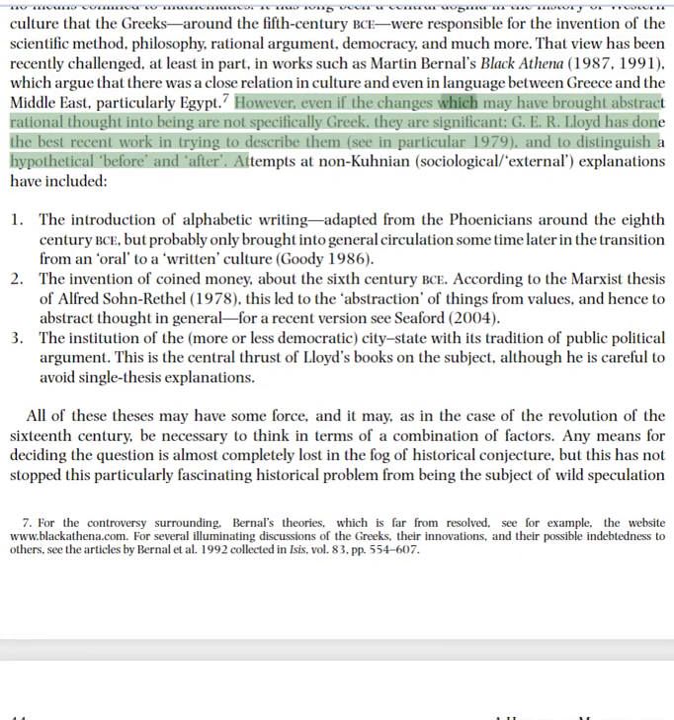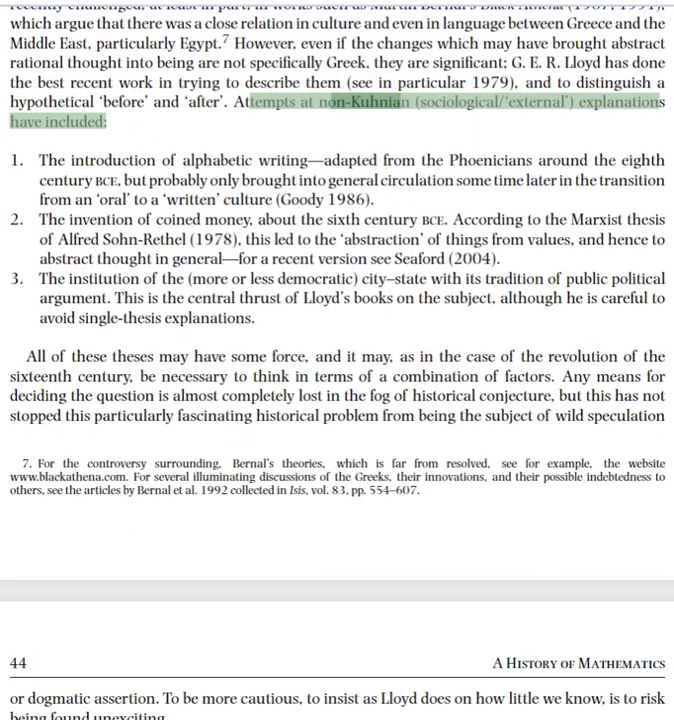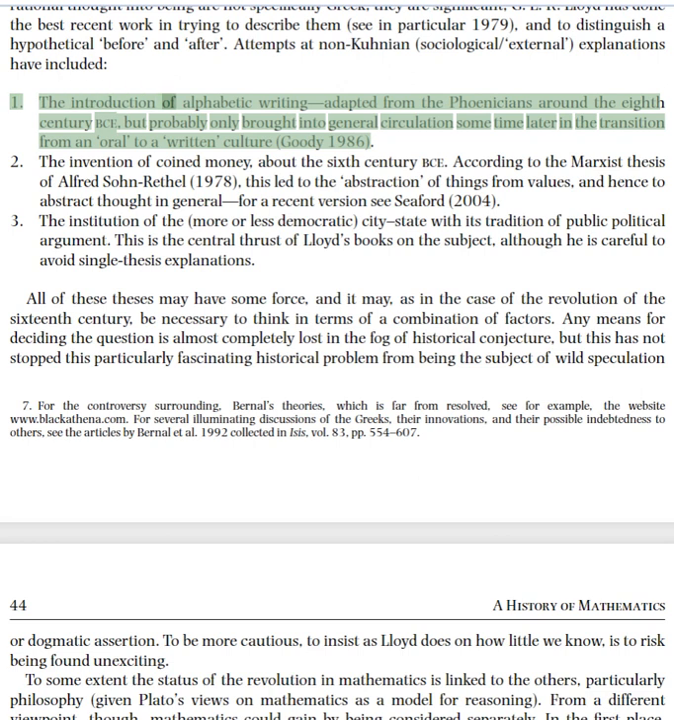However, even if the changes which may have brought abstract rational thought into being are not specifically Greek, they are significant. G. E. R. Lloyd has done the best recent work in trying to describe them, and to distinguish a hypothetical before and after. Attempts at non-Kuhnian explanations have included: 1. The introduction of alphabetic writing, adapted from the Phoenicians around the 8th century BCE, but probably only brought into general circulation later, marking the transition from an oral to a written culture.